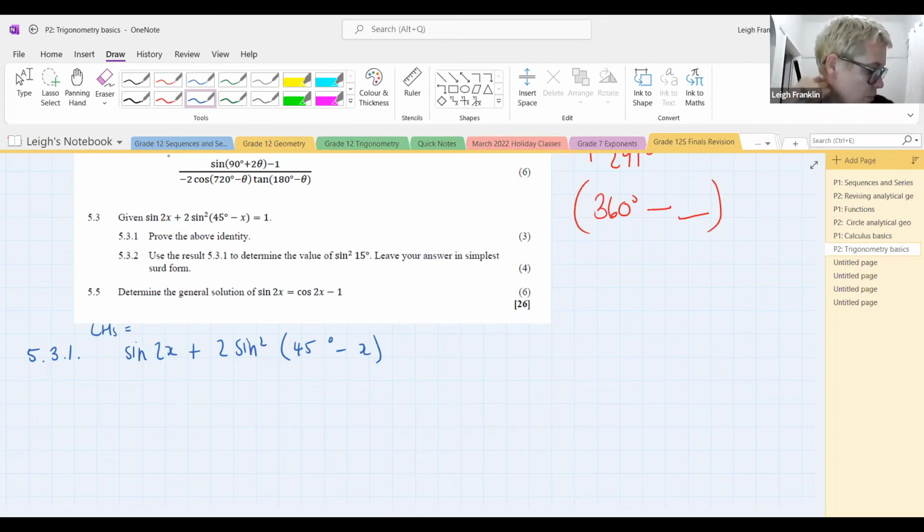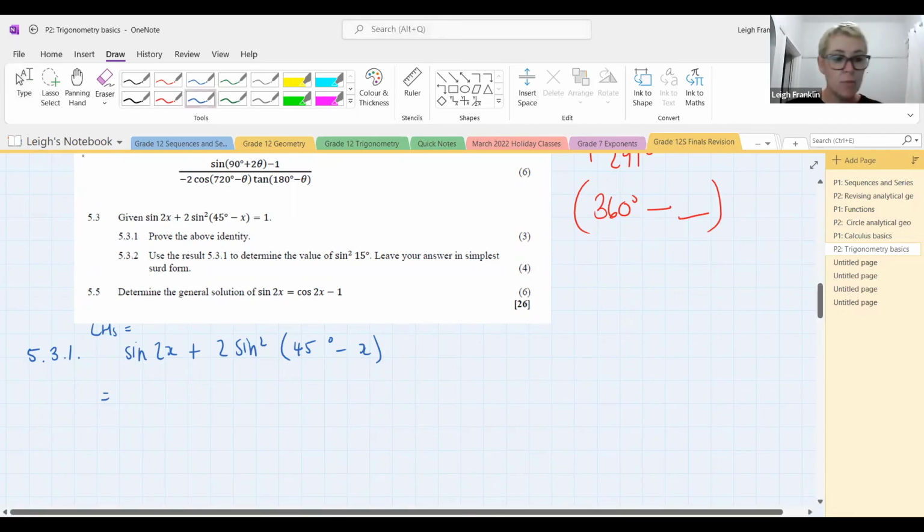So what do we want to do here? We can use compound angles if we want, which is that 45 minus x. If you want to do it that way, the identity question. Okay, cool. Because obviously 45 minus x is a compound angle, isn't it? So we could use compound angles here if we wanted. Let's just try it and see what happens.